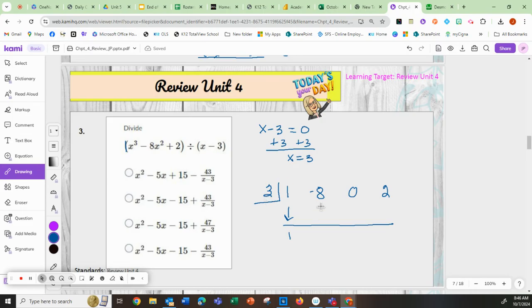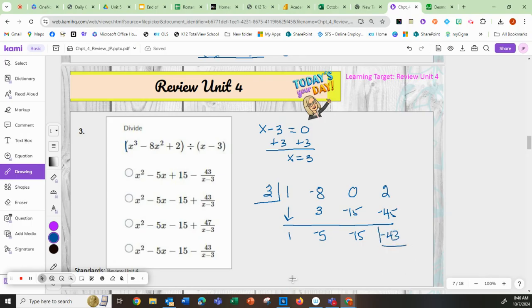So 1 times 3 is 3. And then we combine negative 8 and 3 to get negative 5, and then we do it all over again. Negative 5 times 3 is negative 15. Combine. Negative 15 times 3 is negative 45. Combine, and the last number we have is the remainder.